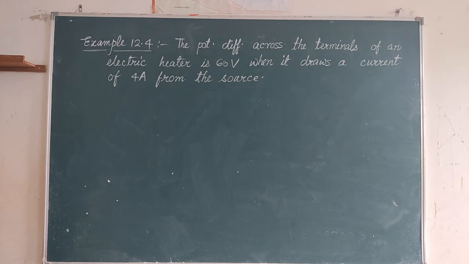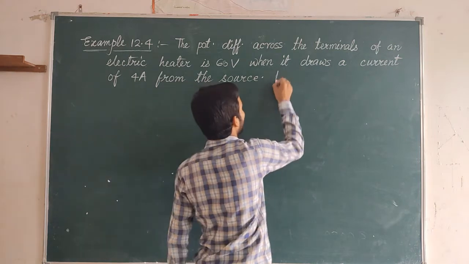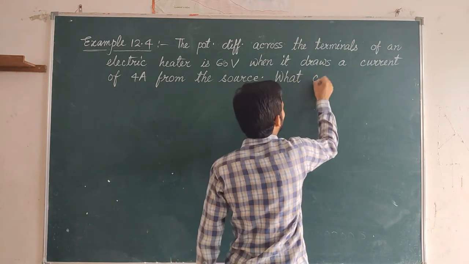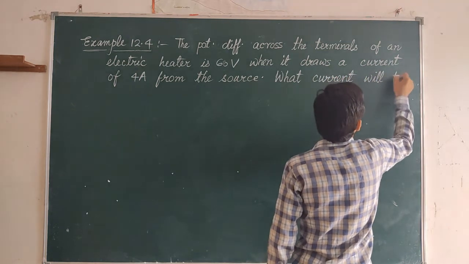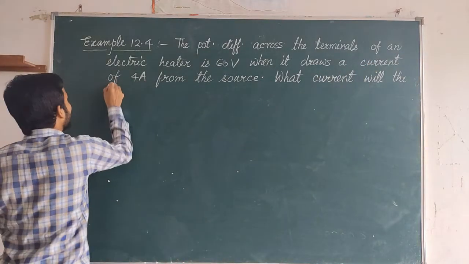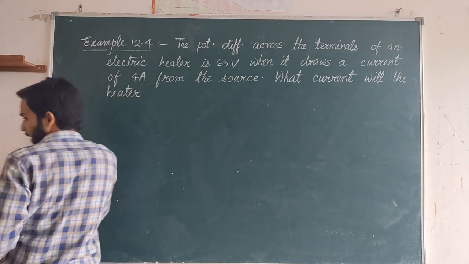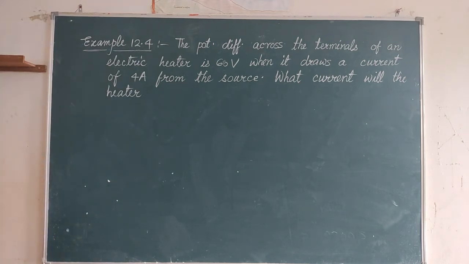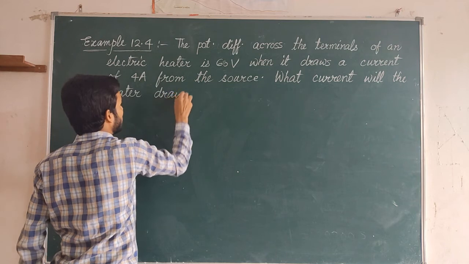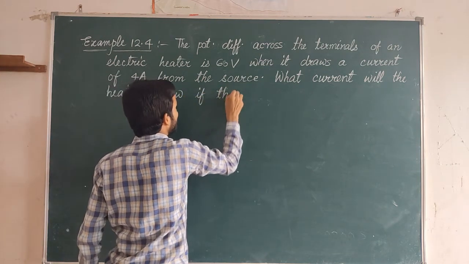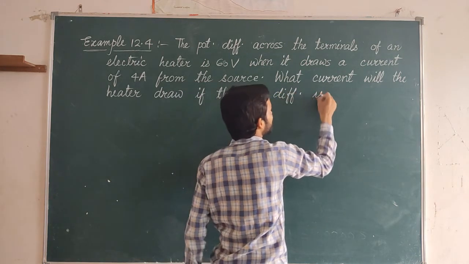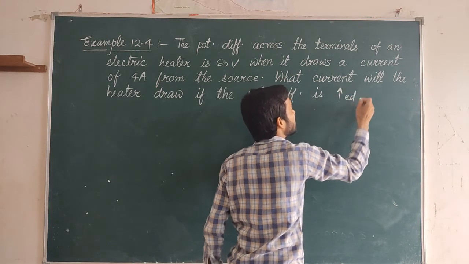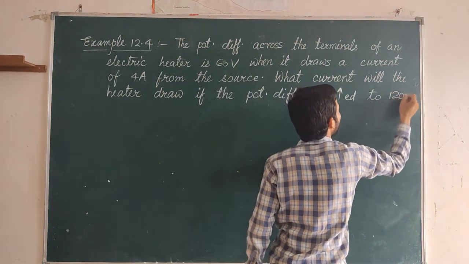What current will the heater draw if the potential difference is increased to 120 volt?